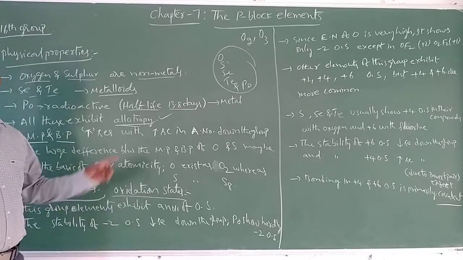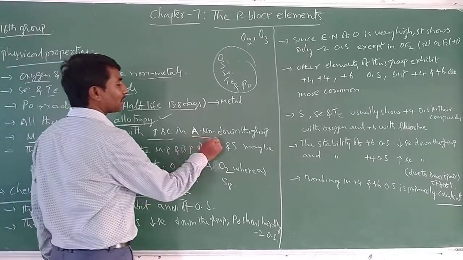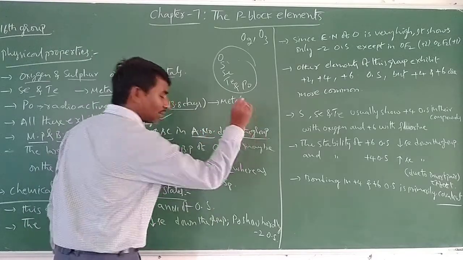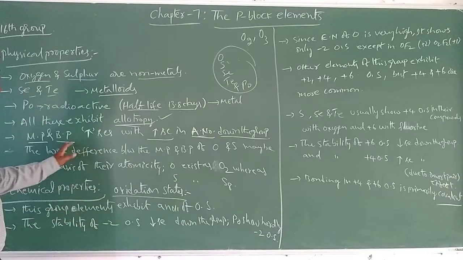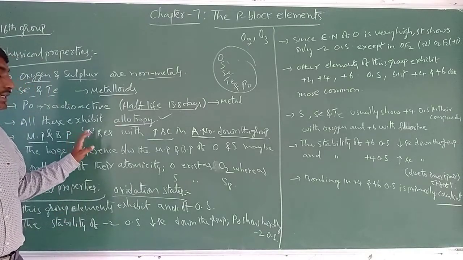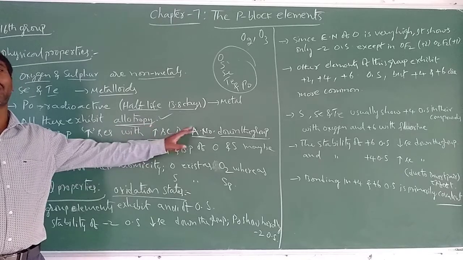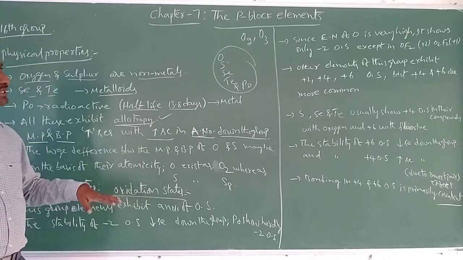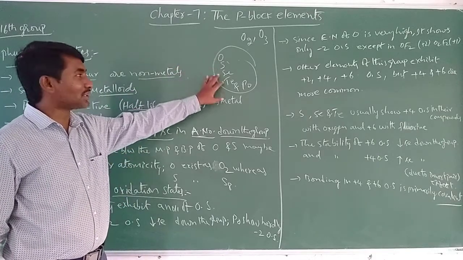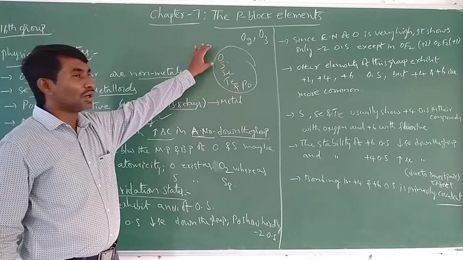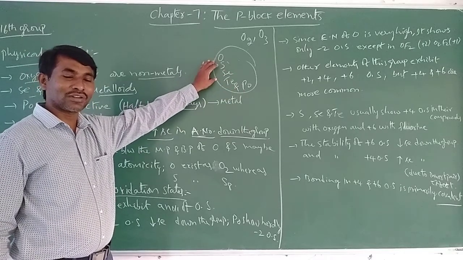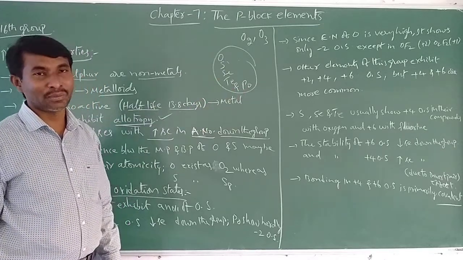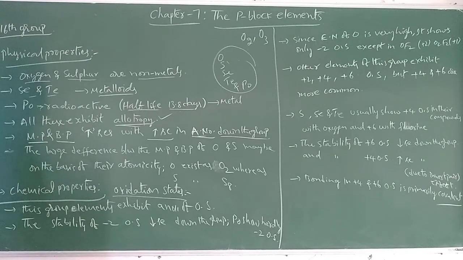Another thing is that melting points and boiling points increase with increasing atomic number down the group. That is oxygen, sulfur, selenium, tellurium, and polonium. Oxygen and sulfur have low melting and boiling points, and the heavier elements have high melting and boiling points.